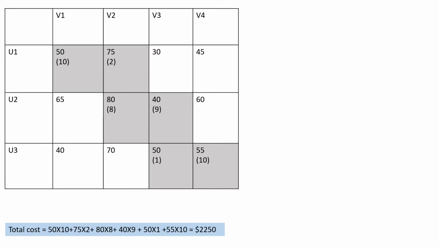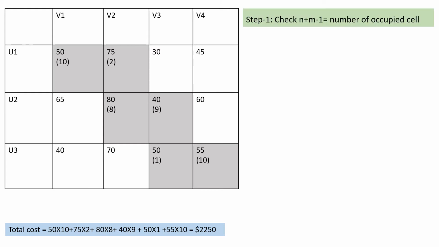So here is the result for the northwest corner method. Step one, as we discussed in the previous slide, is to check whether n plus m minus 1 equals the number of occupied cells. Now let's count this.